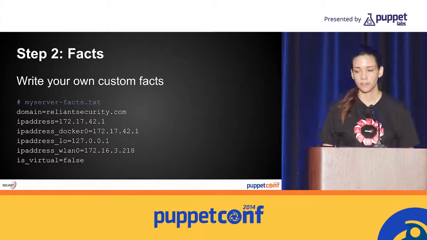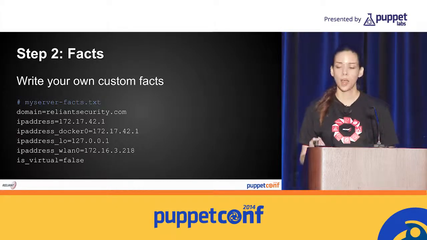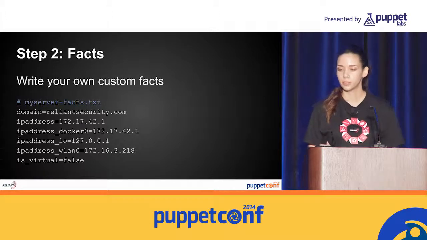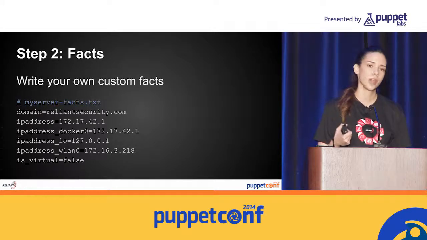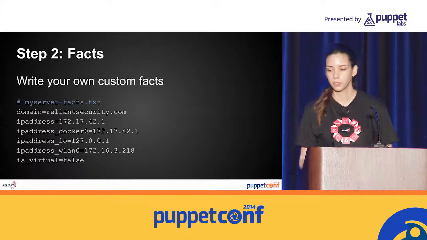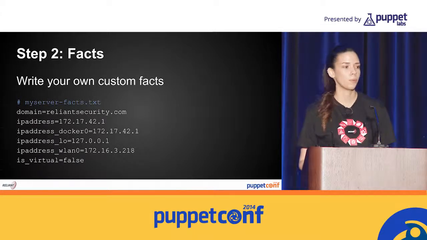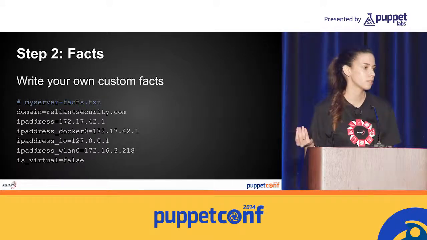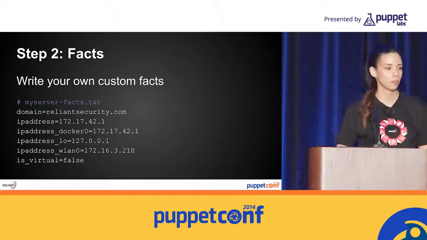So about the facts, you can write your own. You have to write in a text file, just specify the fact name and the value that it should be. This is just an example. If you wanted to set the domain of the testing node as, say, reliantsecurity.com, you can.